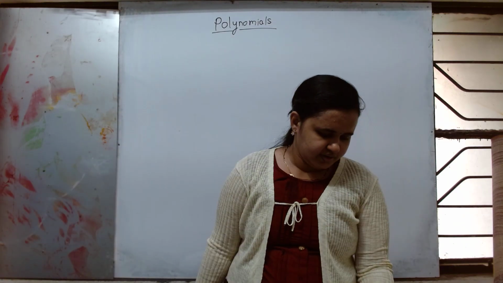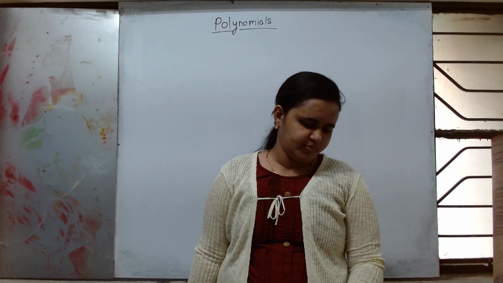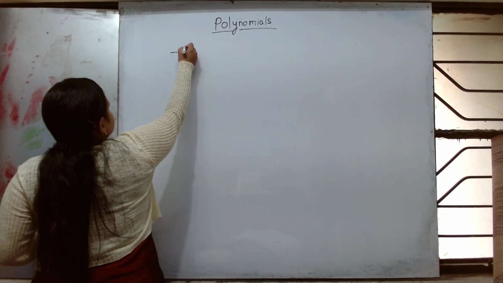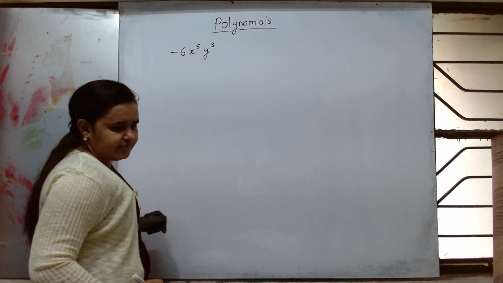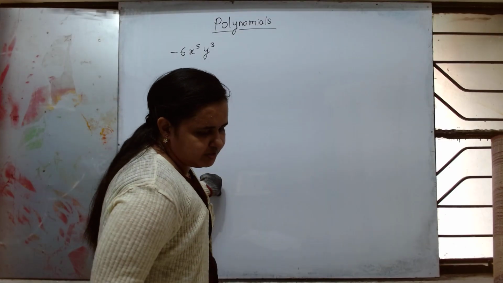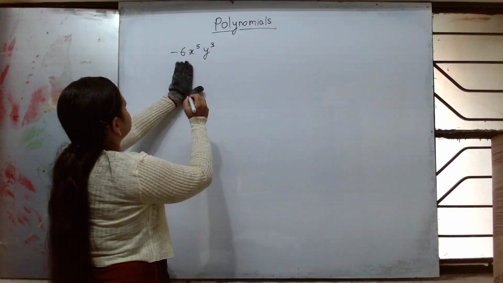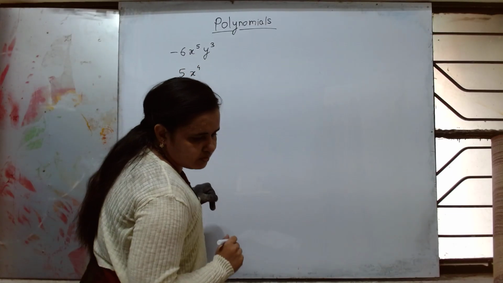Now the third one. We have to find again the HCF of these two polynomials, that is minus 6 x to the power 5 y cube and 5 x to the power 4 y cube.